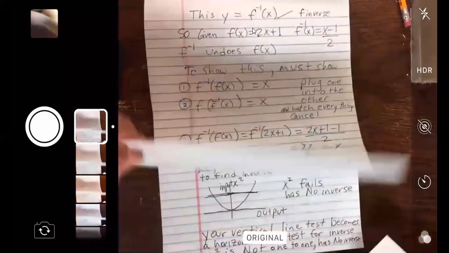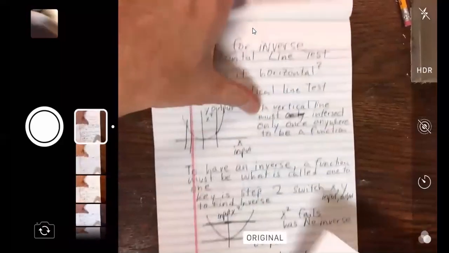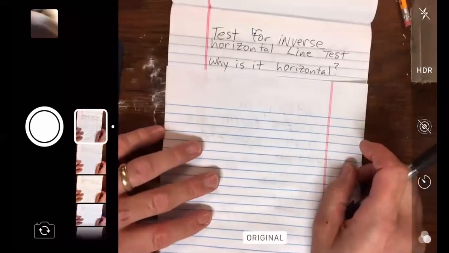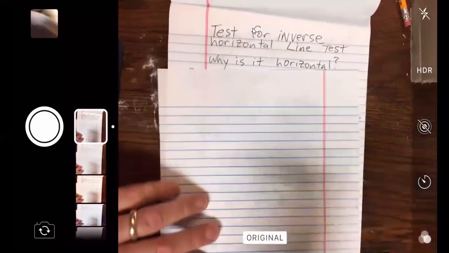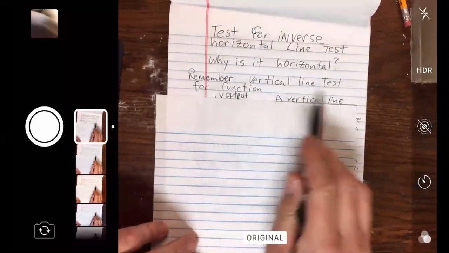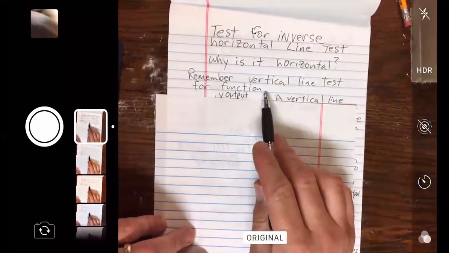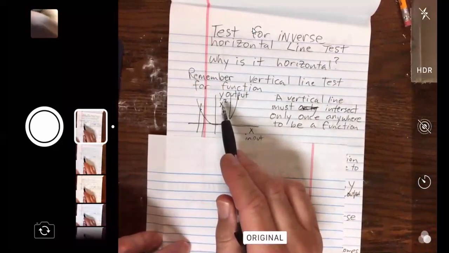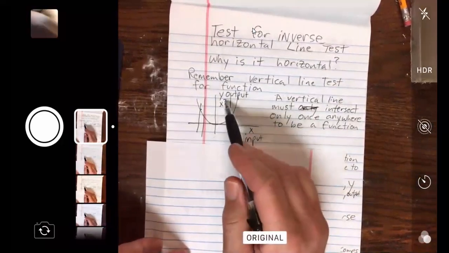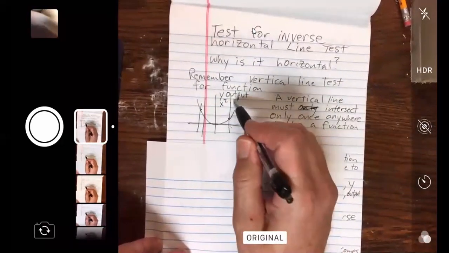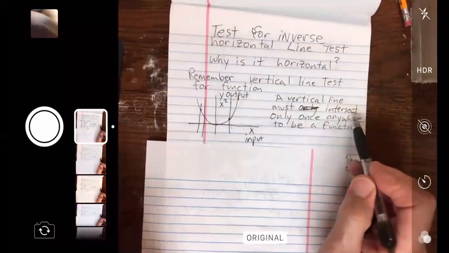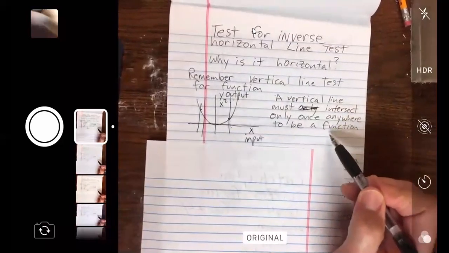So the section starts with a test for inverse. And it's a horizontal line test. So to understand why it's actually horizontal, you got to go back, remind yourself about the vertical line test for a function. If you remember your vertical line test, I'll use x squared. Your input is your x, your output is your y, and for a vertical line, there's only one output for any single input. So a vertical line must intersect only once anywhere to be a function. Vertical line test.